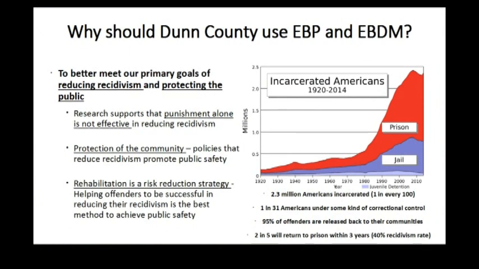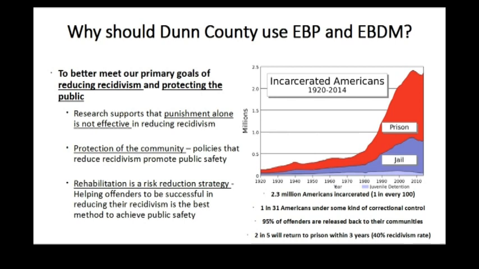So why should Dunn County be focused on evidence-based practices and evidence-based decision-making? If we really are serious about increasing public safety and reducing recidivism, it's our obligation to change how we're doing our jobs. There's just too much research out there, too much body of evidence, to say that we should be doing things a little bit differently. We've got more than one tool in our toolbox. Incarceration is important. It's necessary. So we're not advocating that goes away. It's just that we have other options if we really want to be focused on reducing crime.